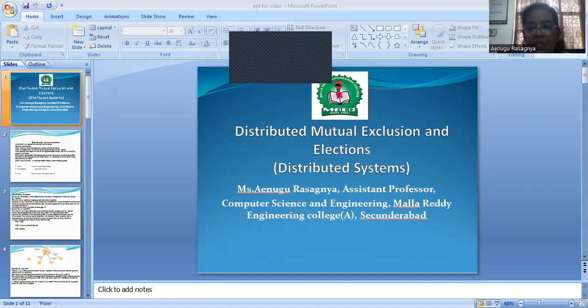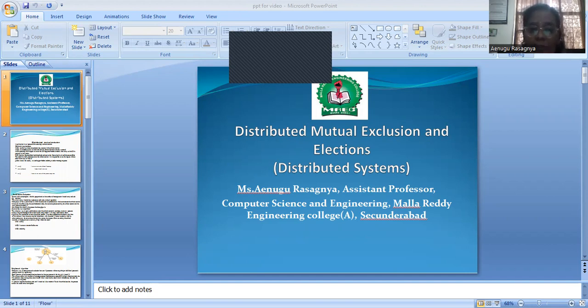So what are the essential requirements for distributed mutual exclusion? Here we have three properties which need to be satisfied by any distributed mutual exclusion algorithm. The first property is mutual exclusion, which is a safety property. The second is the liveness property, and the third is the ordering property. So what does the safety property mean? At least one process should always be in the critical section, which means it should not be empty.